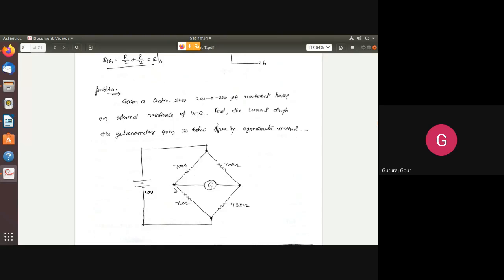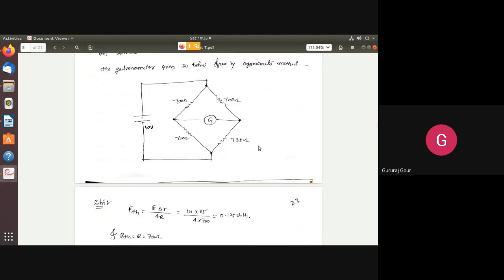Let us take another problem. Consider a center-zero galvanometer with 100-0-200 microampere current. Means your null condition is at 0, and on either side, depending on the clockwise or anti-clockwise flow of the current, deflection is going either towards the left side up to 100 microampere or towards the right side up to 200 microampere, having internal resistance RG of 125 ohm. Find the current in the given figure by the approximation method.